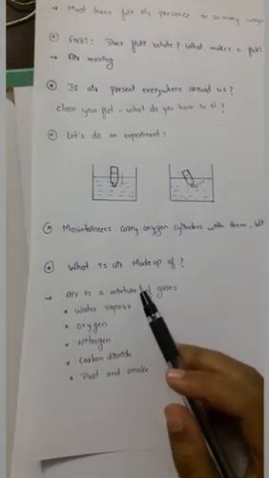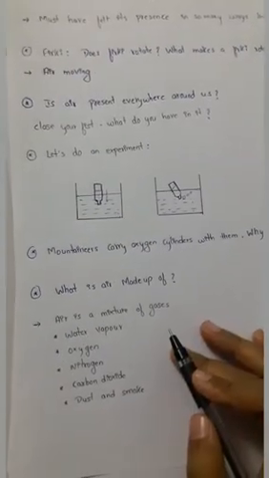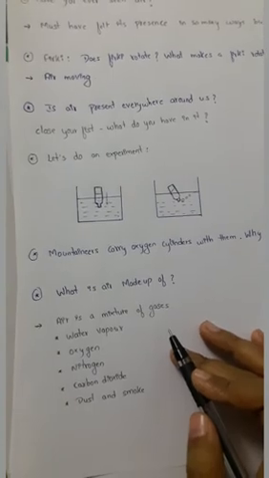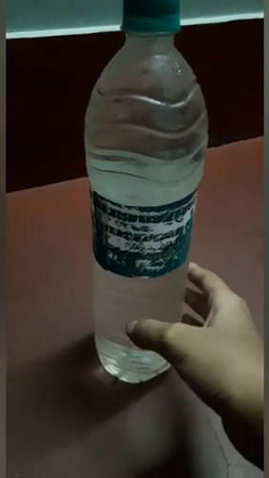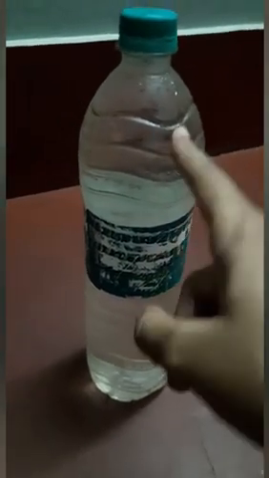Water vapor is present in air. How can we see it? For this, we will do one more activity. We will take a cold water bottle. You can see that when the air comes in contact with the water bottle, water vapor is formed. You can see it is getting wet. This is due to the water vapor present in the atmosphere.